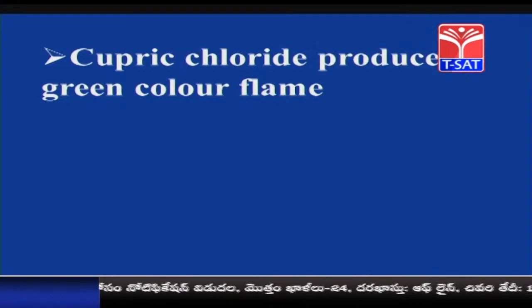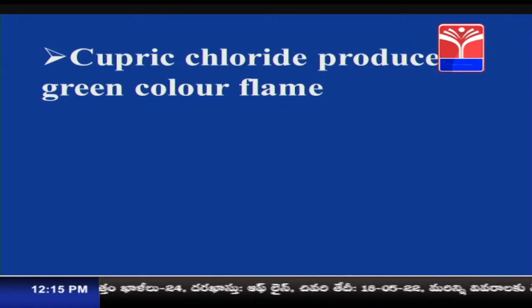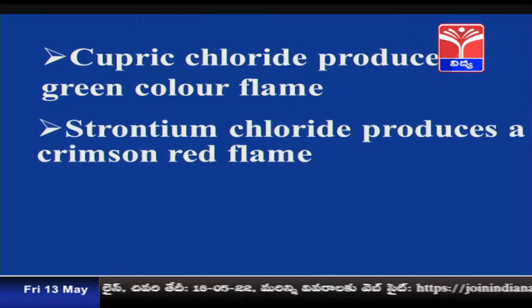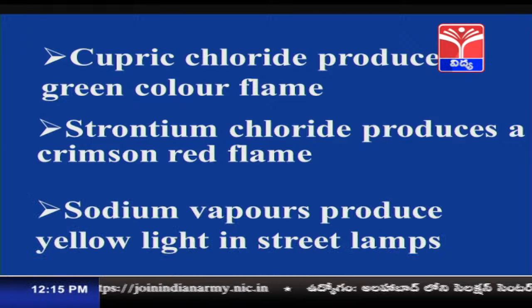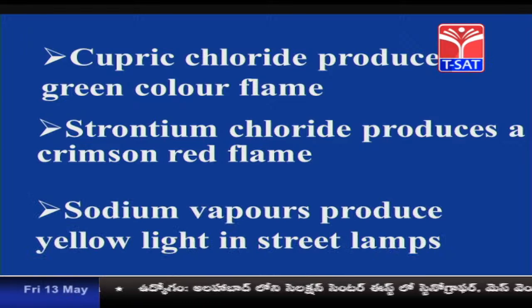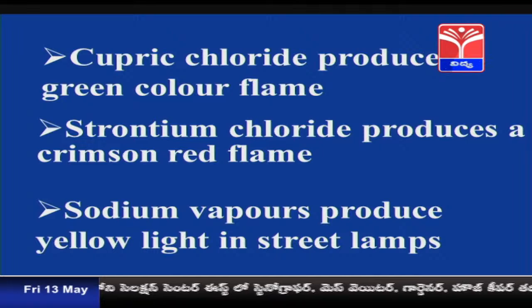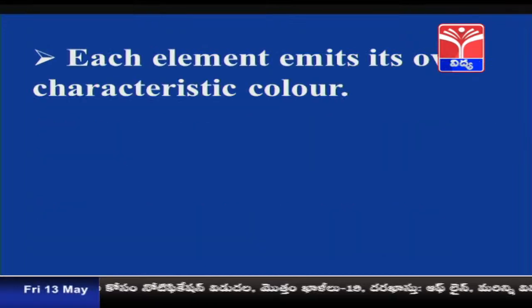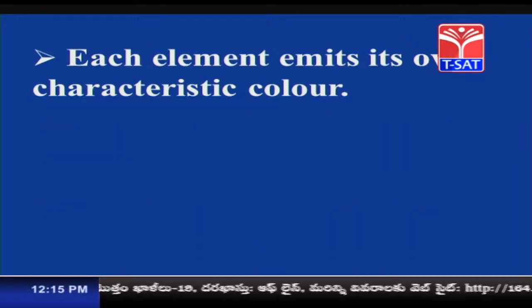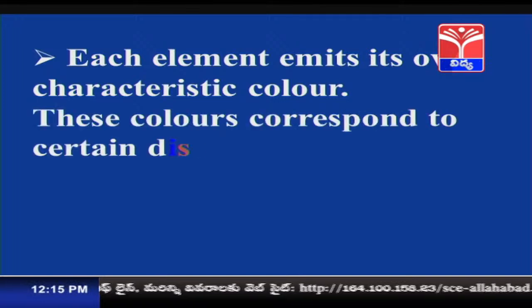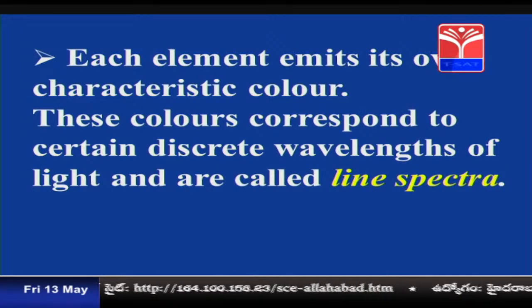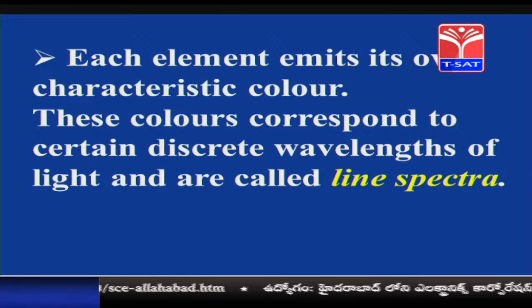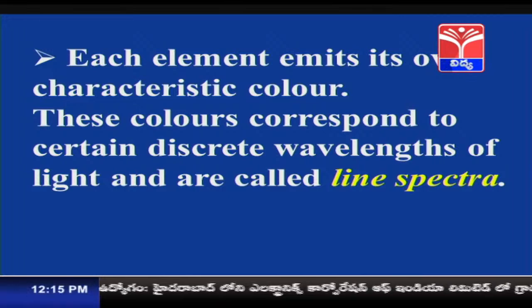Dear children, copper chloride produces a green color flame, strontium chloride produces a crimson red color flame, and sodium vapors produce yellow light in street lamps. Children, not only these 3 salts, various kinds of colors you can find in firecrackers. When we crack the fire, you can get different types of flames. Each element emits its own characteristic color. These colors correspond to certain discrete wavelengths of light and are called line spectra.